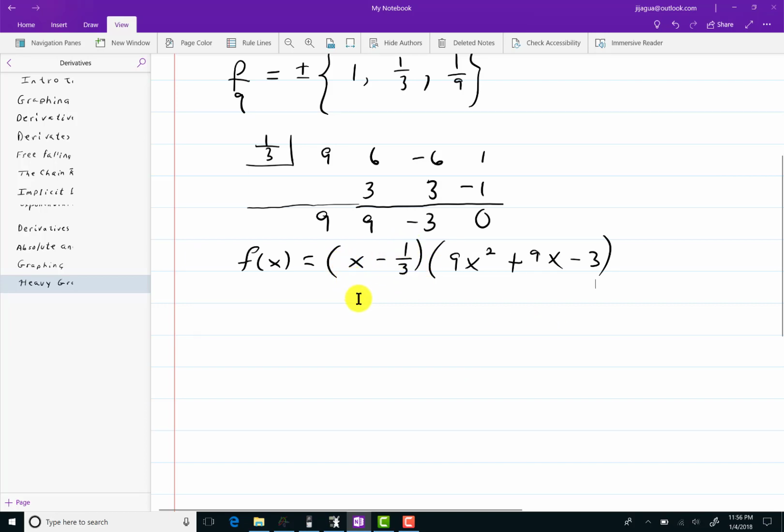And I can even clean this up a little bit. Check this out. I'm going to rewrite this as 3x minus 1 times 3x squared plus 3x minus 1. What I did is I factored out a 3 from the second factor and sucked it into the first factor. So 1/3 is one of the zeros. To get the rest of the intercepts, I need to find the zeros of that.